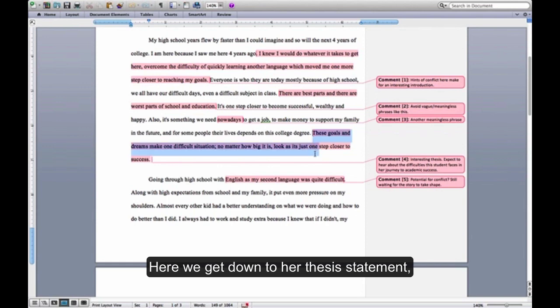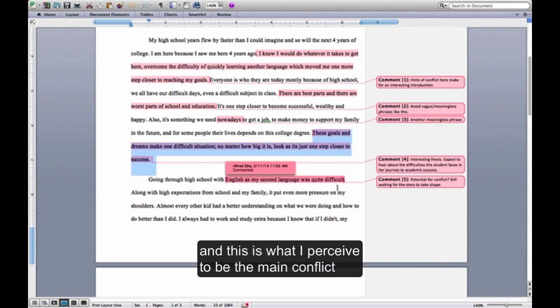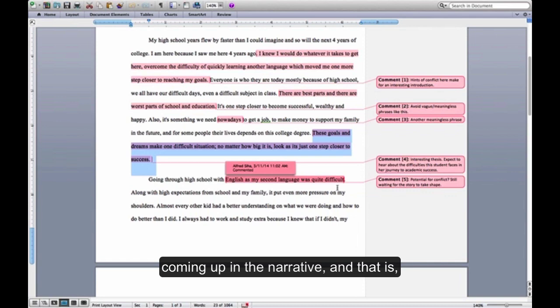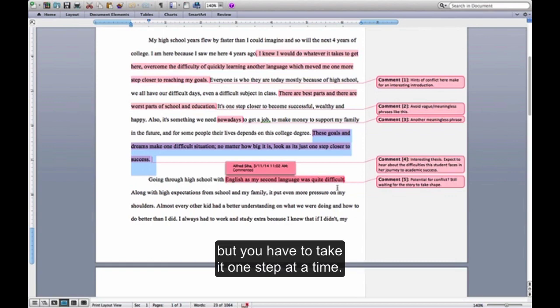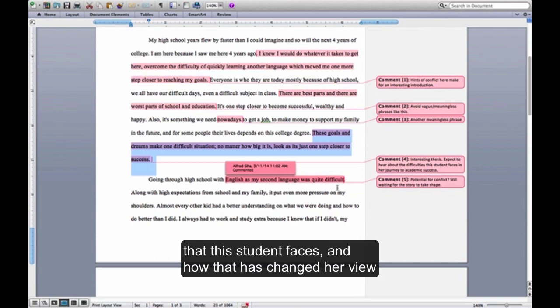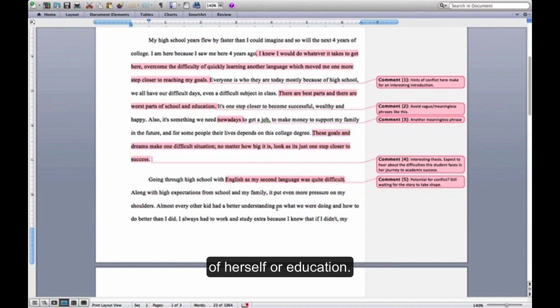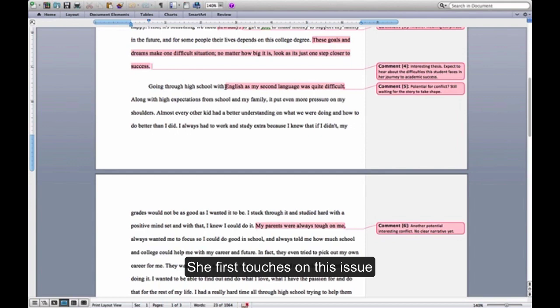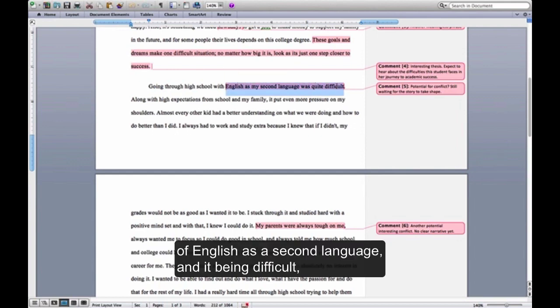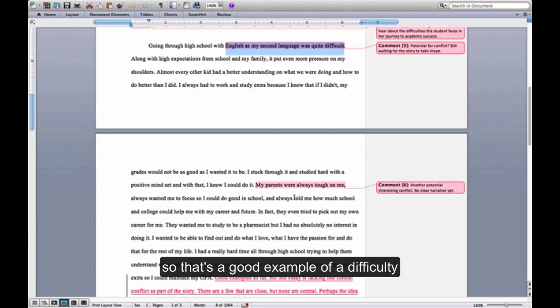Here we get down to her thesis statement, and this is what I perceive to be the main conflict coming up in the narrative, and that is the road to education is difficult, but you have to take it one step at a time. So I expect to hear about the difficulties that this student faces and how that has changed her view of herself or education. She first touches on this issue of English as a second language and it being difficult. So that's a good example of a difficulty in her educational journey.